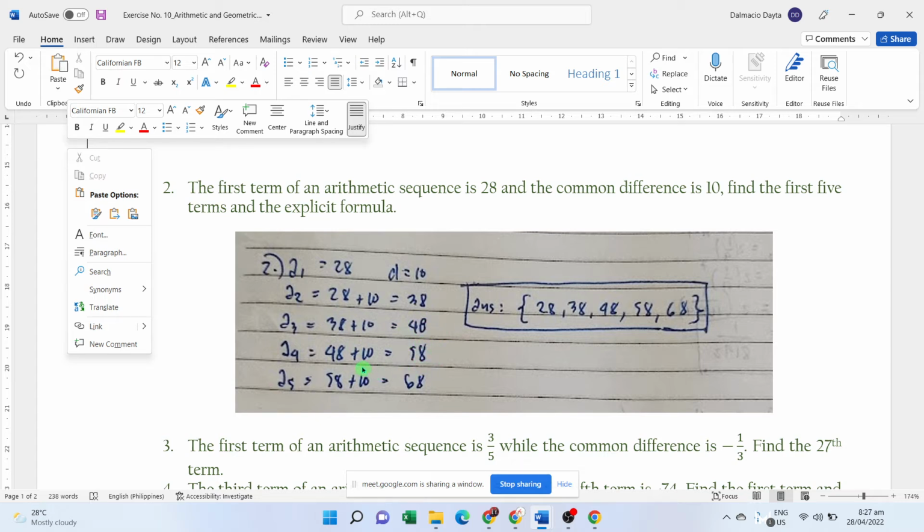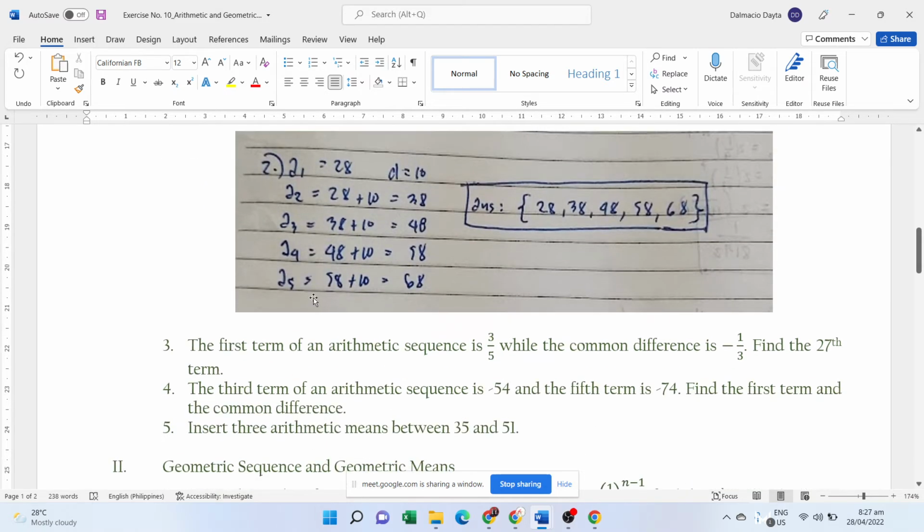A sub 4 is equal to 48 plus 10 is equal to 58. A sub 5 is equal to 58 plus 10 is equal to 68. Therefore, the answer is 28, 38, 48, 58, and 68 po. Okay. Do you have any question, class?